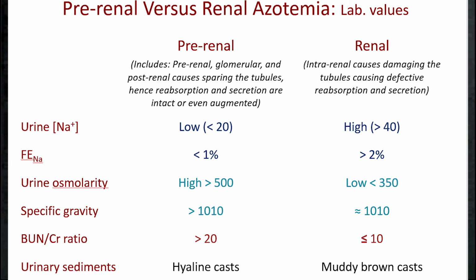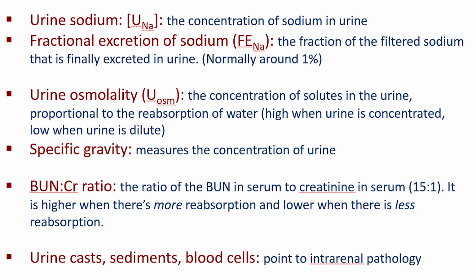Finally, what's this urinary sediments? These are some remains of cells, some granules that we can find in urine. In pre-renal failure, we find hyaline casts. In renal failure, we find the muddy brown or granular casts. So, to summarize again, the labs in acute renal failure: 2 labs for sodium, urine sodium and fractional excretion of sodium; 2 labs for urine water, urine osmolarity and specific gravity; the BUN to creatinine ratio; and the urine casts, sediments, and blood cells will point to intrarenal pathology most of the time.